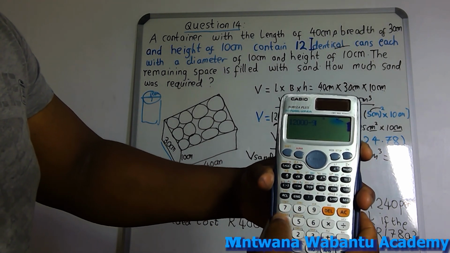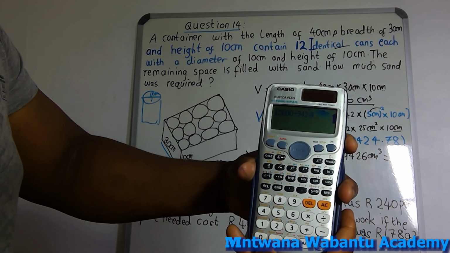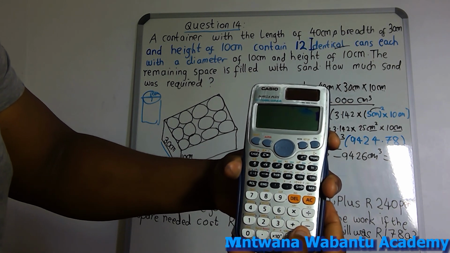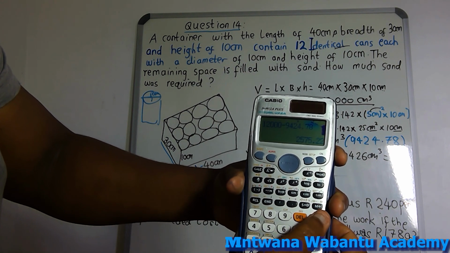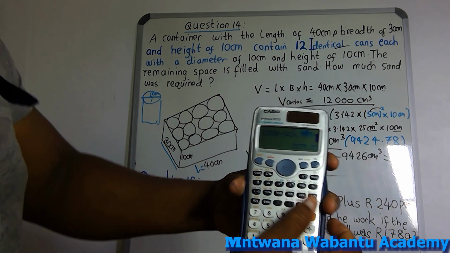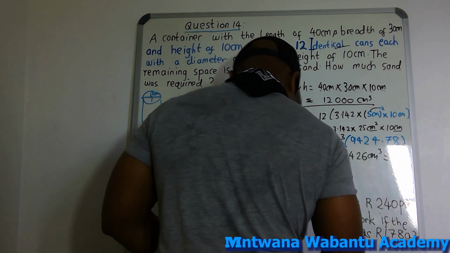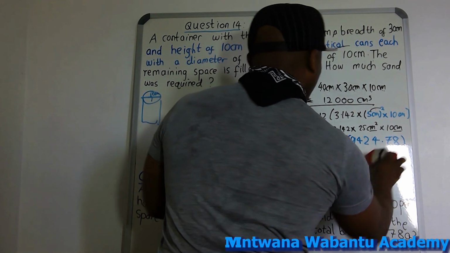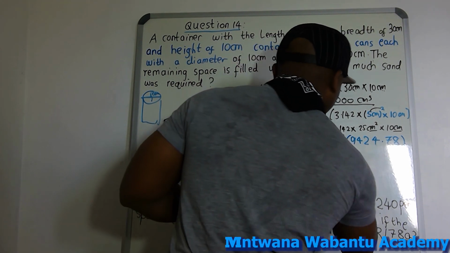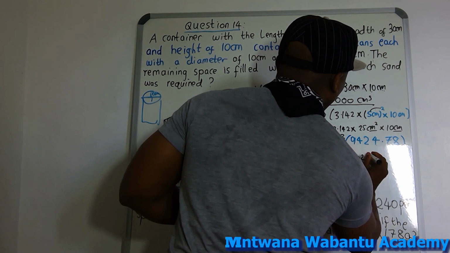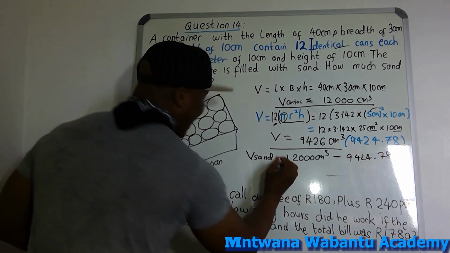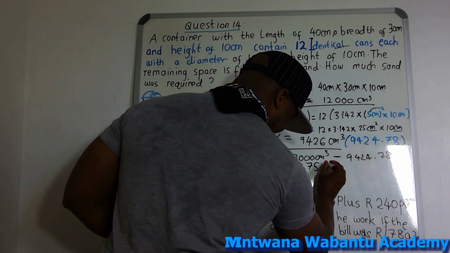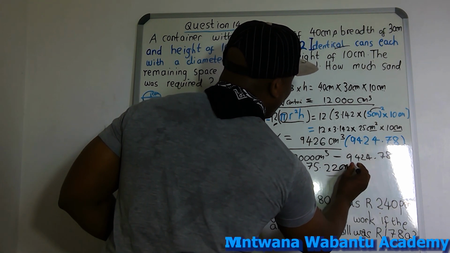So you can say 9424.778. Now this is going to give us 2575.22. I prefer this one. But all of them are going to give the same or similar answer. So minus 9424.78, and then this is going to give us 2575.22, my apologies, 2575.22. So this is the volume of the sand.